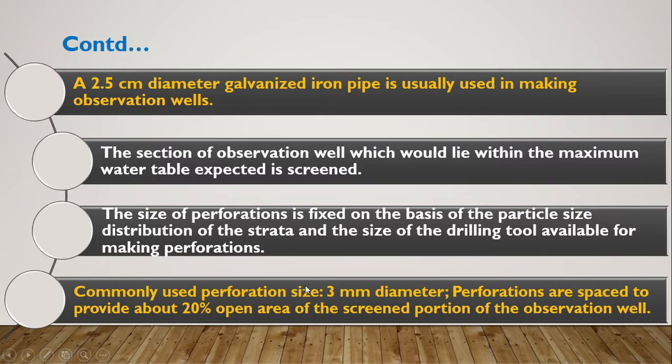Commonly used perforation size is 3 millimeter. So we will normally give 3 millimeter holes on the pipe. And the perforation should be such that it provides 20% open area. Out of the total pipe, 20% should be open area. It should have 20% of holes in it. That is the condition for making holes in PVC pipes for observation wells.